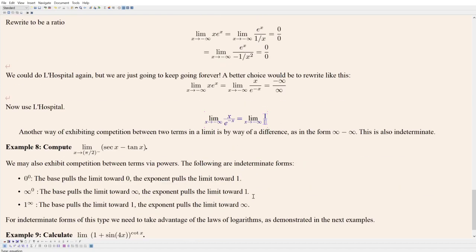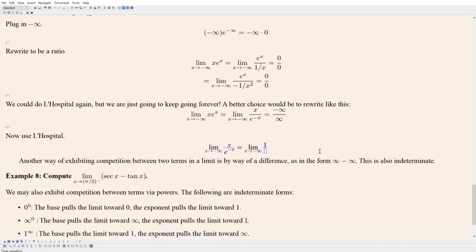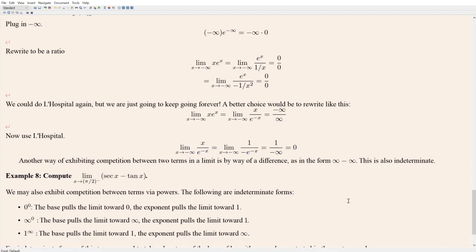So the derivative of x is 1. The derivative of e to the negative x is negative e to the negative x. Okay, and now when we plug in negative infinity, we get e to the positive infinity, which is infinity. So 1 over negative infinity is still 0. So there we go. There's our answer.